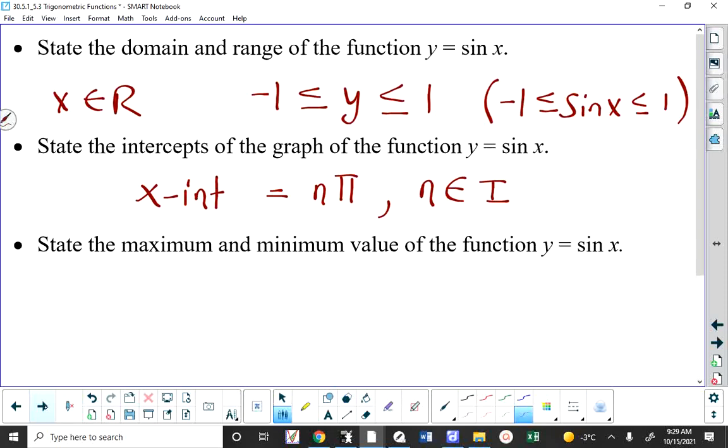Is there a maximum and minimum value? Yes. The maximum value of sine of x, or the maximum value of y, is 1. The minimum value of sine of x, or y, is -1. Well, that's obvious, because look at the range: -1 to 1 for y. The minimum is -1, the maximum is 1.